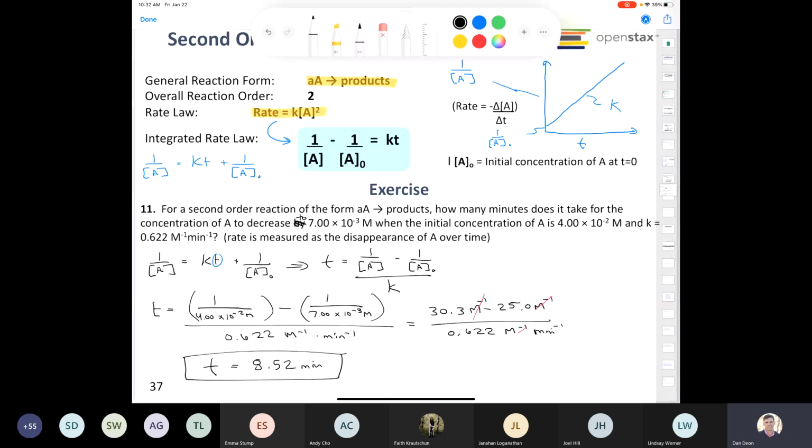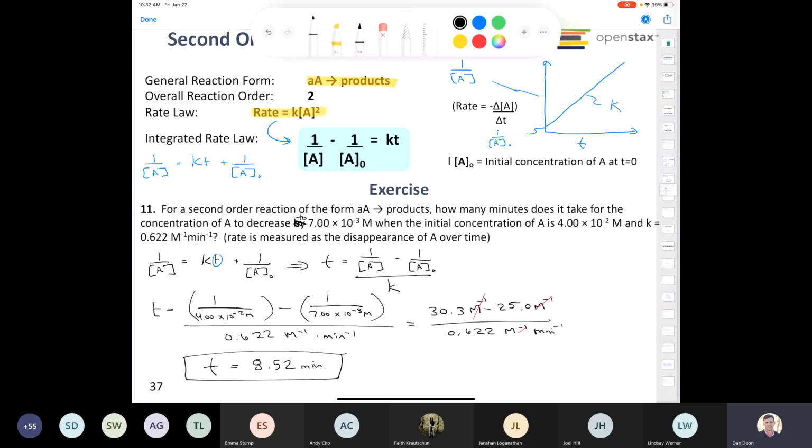So I'm going to give you the y equals mx plus b form. However, I will not tell you which rate law you're looking at. So make sure that you look at the handout.